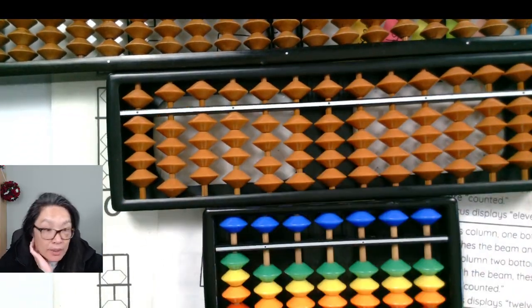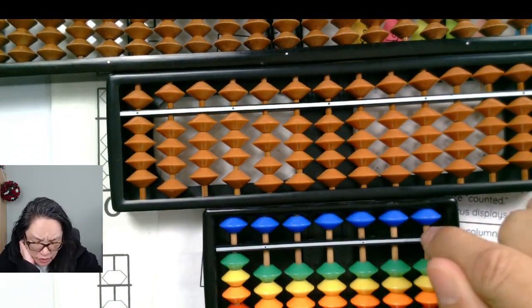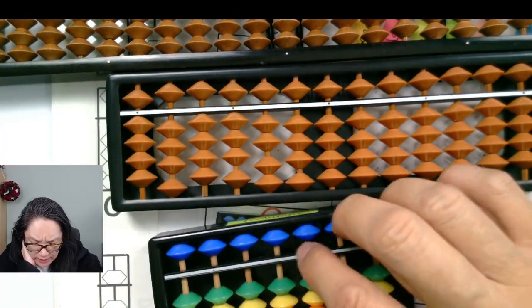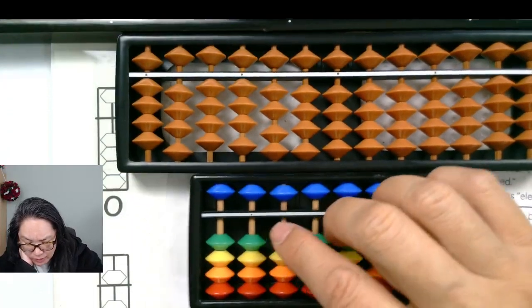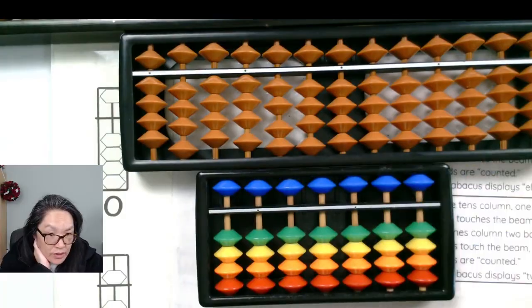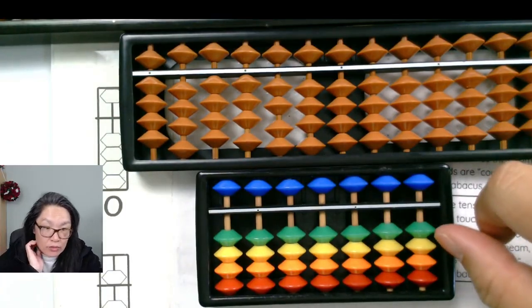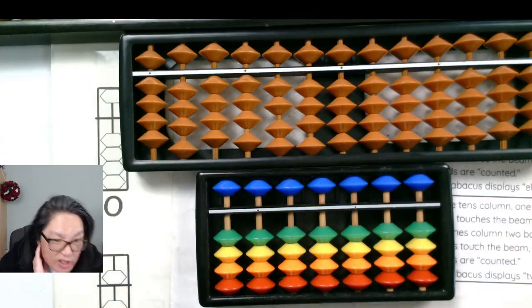So I learned how to use the abacus when I was 30, and it's been a little bit, but my boys know it and they are pretty confident with their numbers. And so, hello, Mr. M. Good morning. Good morning. Yeah, very cool.